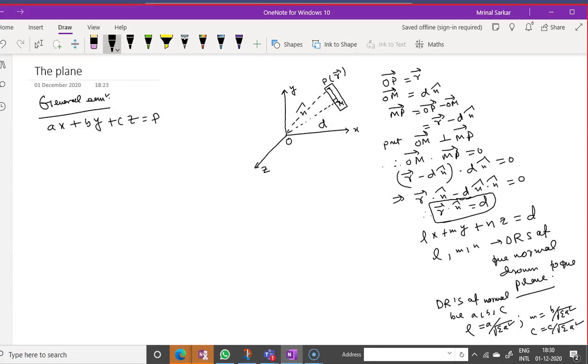Now this can be written as x by p by a, y by p by b, z by p by c equal to 1. If you have expressed the plane in this form, then it is called intercept form.